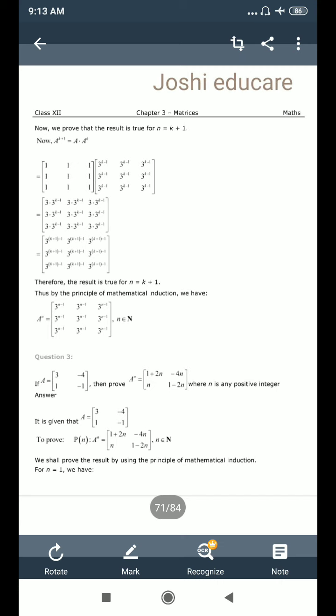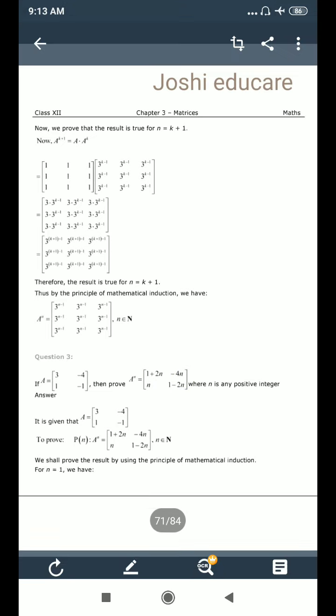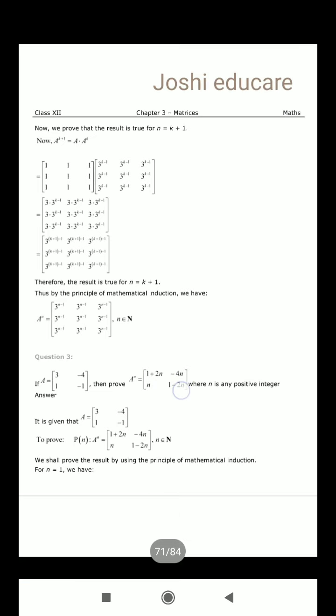Question number 3. A is given as [3, 1, minus 4, minus 1]. Then prove that A raised to power n is this. So first of all, we'll check for P(1). In this you put n equal to 1. On replacing n by 1, you will get [3, minus 4, 1 and minus 1]. You are getting A. So A raised to power 1 is equal to A only. That is true.